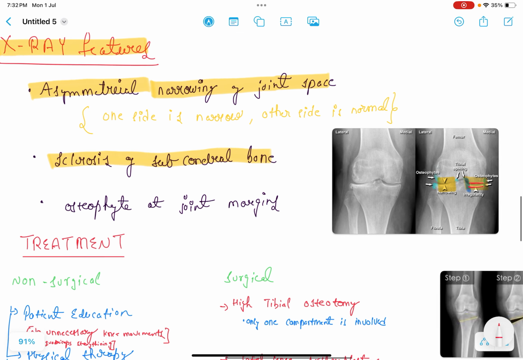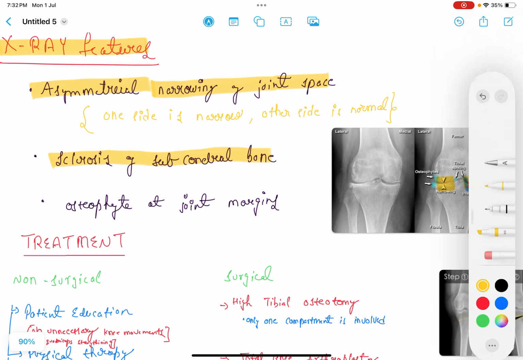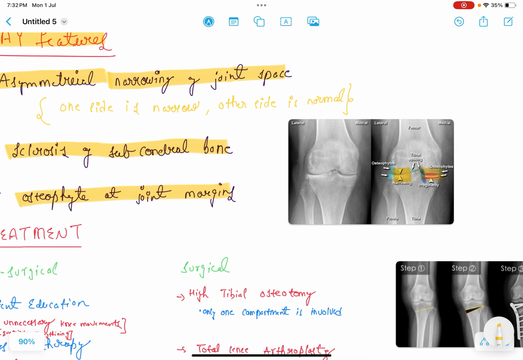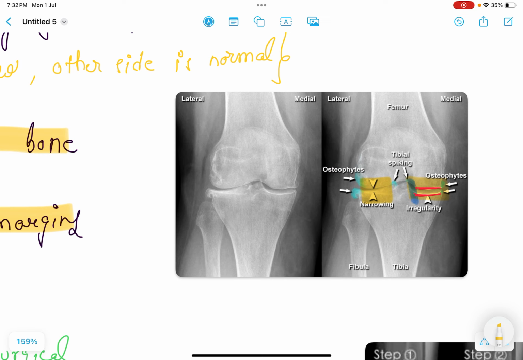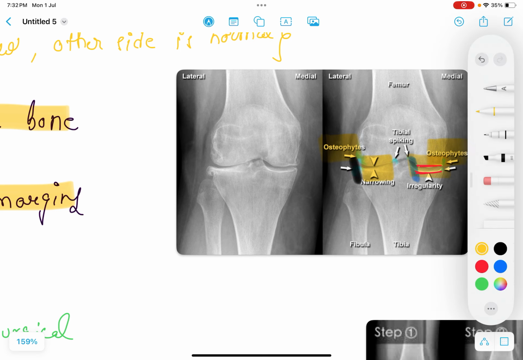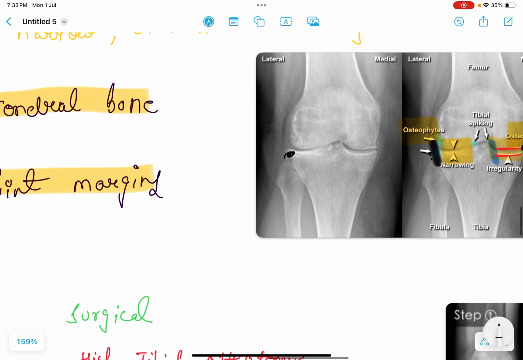And we can find osteophytes at the joint margins. These are the osteophytes at the joint margins. This is the osteophyte. This is the osteophyte.